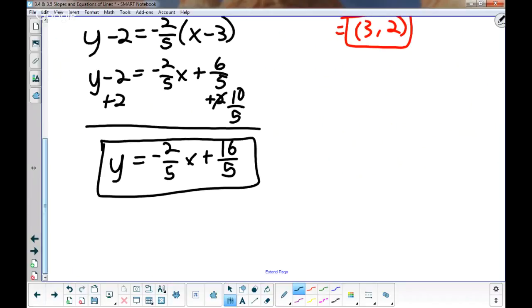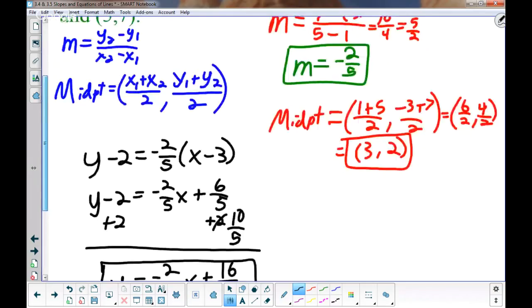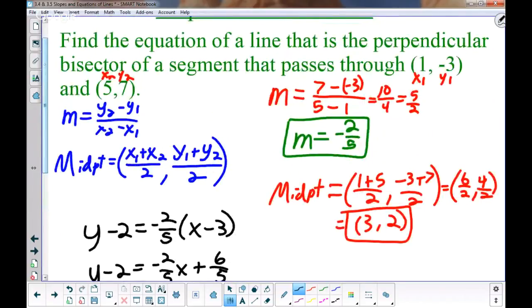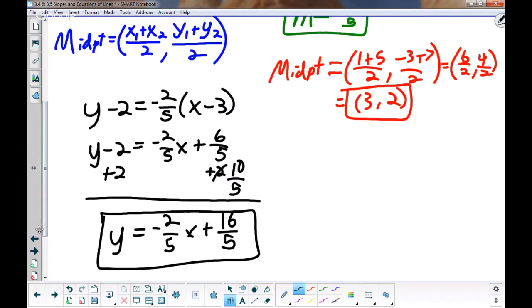All right. So you see here, recapping, for a perpendicular bisector, you have to find the slope perpendicular to the segment given by the points. And then we have to find the midpoint of that segment so we can figure out the point that the perpendicular line is passing through. And then using that slope and that point, we can solve for our equation. So, of course, we end up again with y equals negative 2/5 x plus 16 over 5.